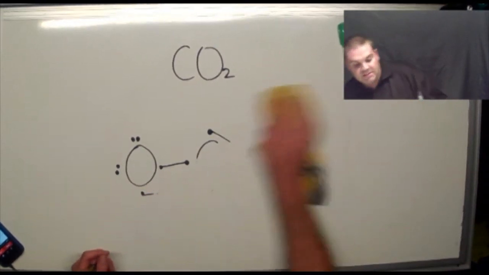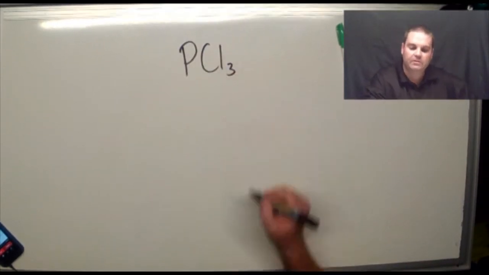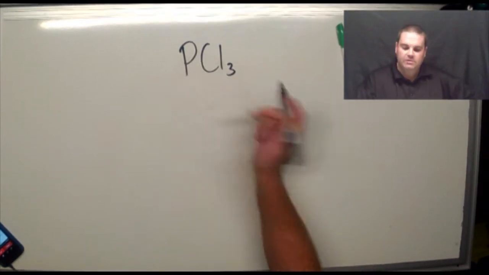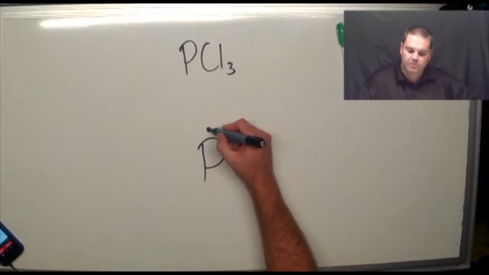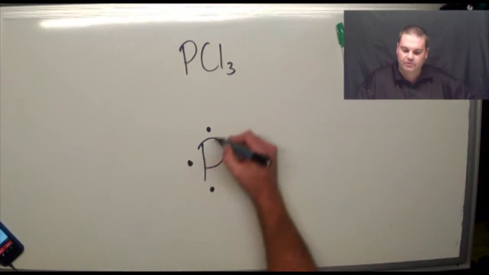Okay, and what I'm going to look at is phosphorus trichloride. So that's PCl3. Okay, so with phosphorus, phosphorus is in group 5. That's the one we've got least of. So that's our central atom. So we draw our phosphorus in the middle. We put our central atom with our valence electrons. So this has got 5. Just putting them around like that.